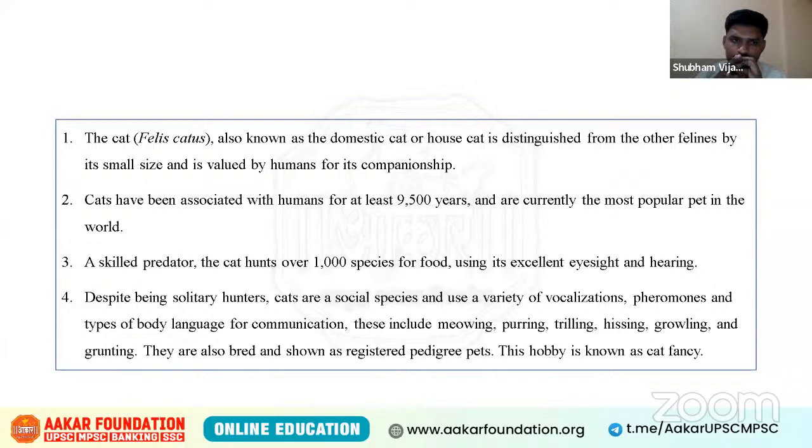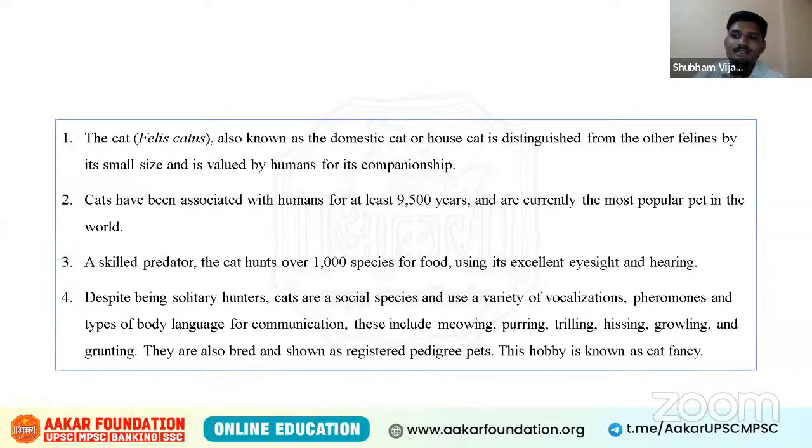Now, as with dogs, which were domesticated 14,000 years ago, in the same way, cats have been associated with humans for at least 9,500 years. And currently, this is one of the most popular pets in the world. Don't get confused, most people just in India, it's not the case.